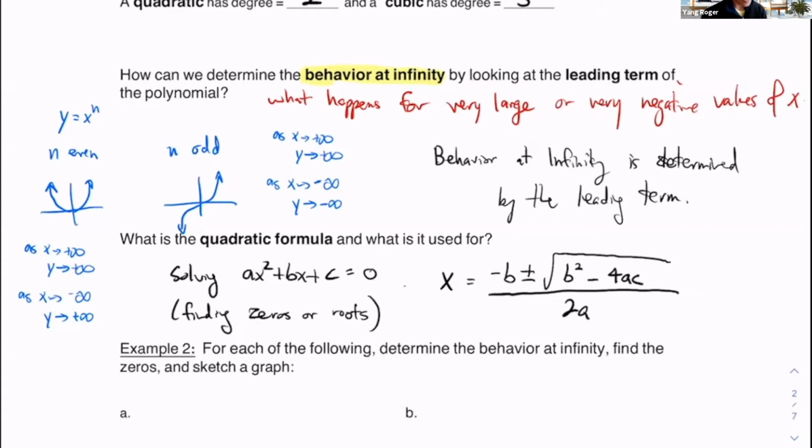I don't know if you have a better one. Students teach me all sorts of interesting things, but that's a quadratic formula.